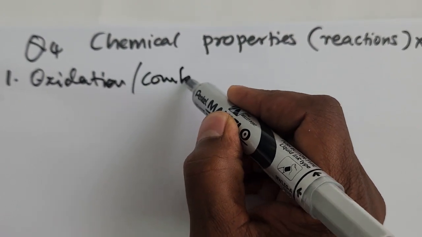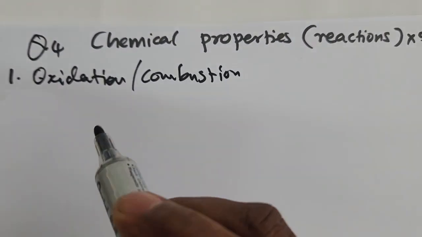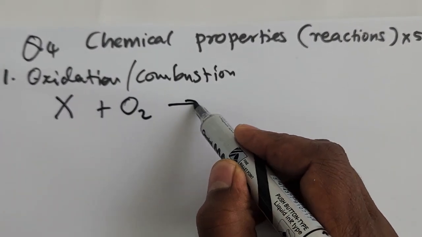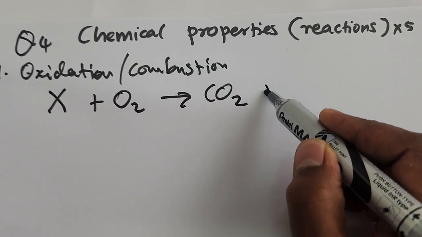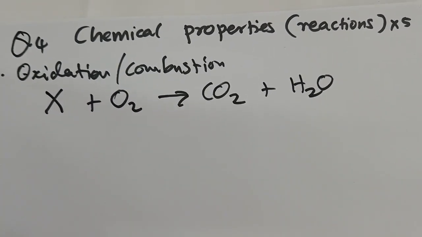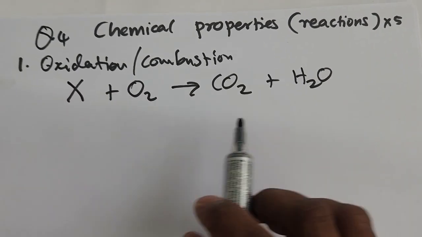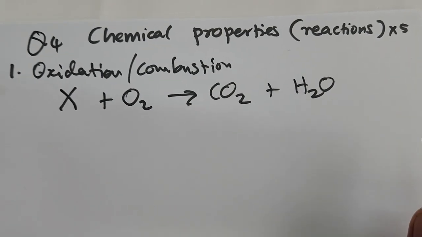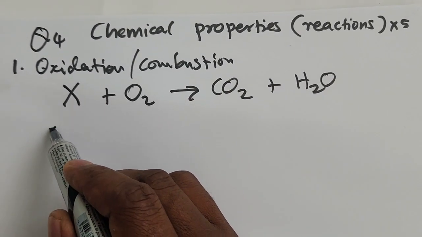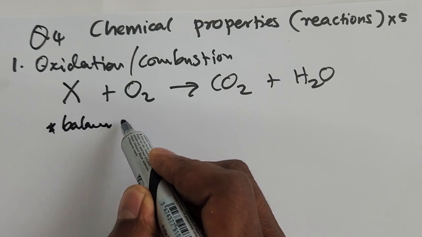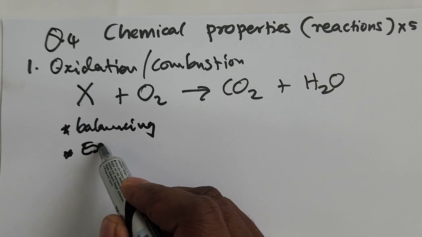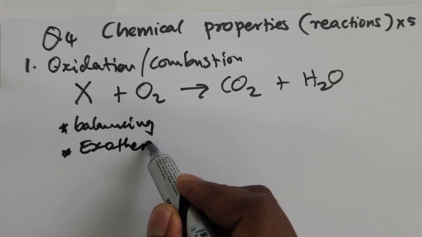Oxidation, others they call it combustion. In this combustion reaction, remember, an organic molecule will react with oxygen and produces, in our case, only carbon dioxide and water. So we are not dealing with incomplete combustion, we are dealing with only this complete combustion where oxygen is in excess. What you need to know is, firstly, 2 things about this part: balancing oxidation reactions, and then the second one will be about just knowing that an oxidation reaction is exothermic.